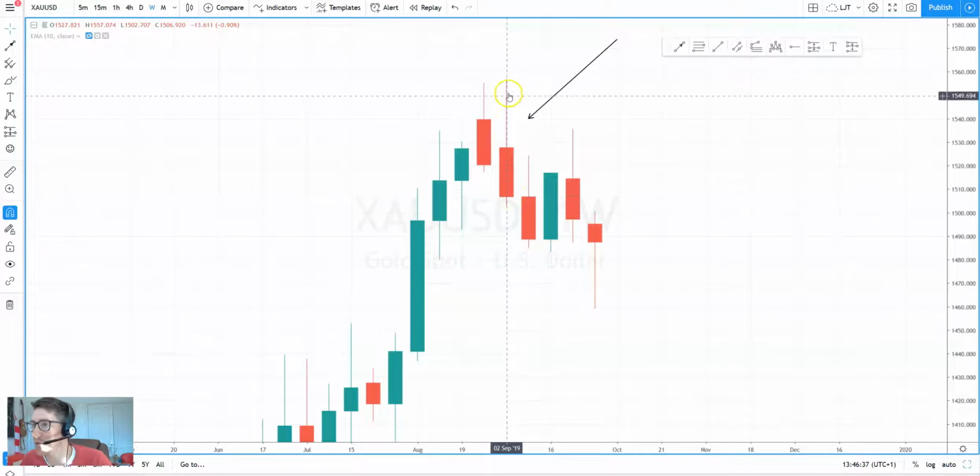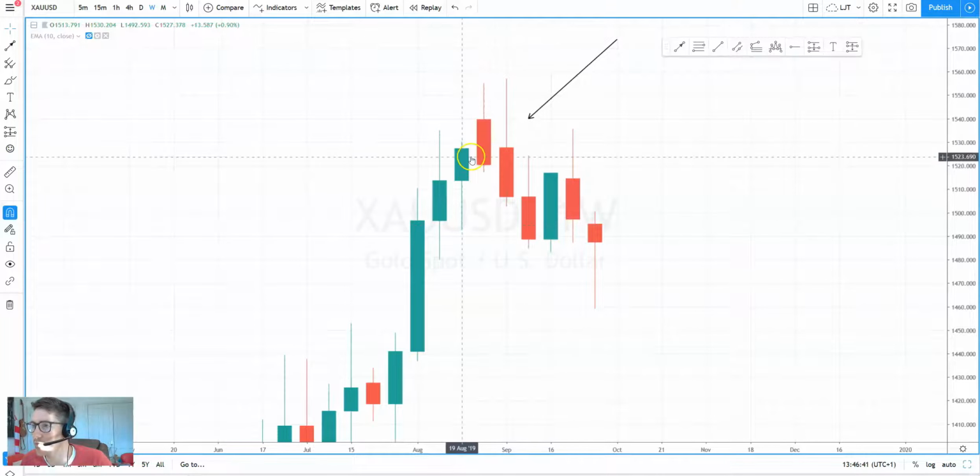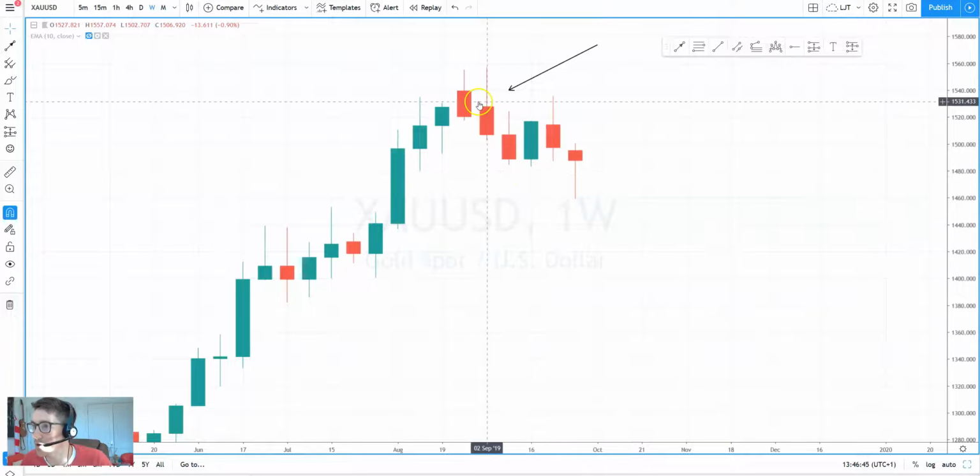So that's an outside week. We've seen a new high and a new low. It's engulfed all of the previous week's price action. So that is a bearish signal. That's a reversal signal, and then we can start looking for lower prices, as we've seen here over the last few weeks, with obviously the exception of this candle here on the 16th of September.